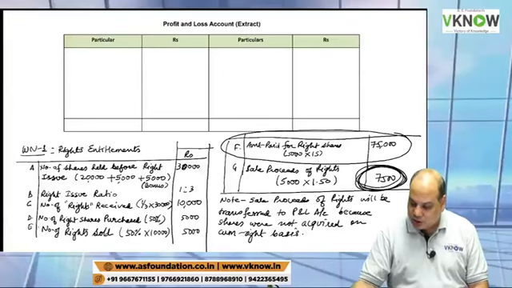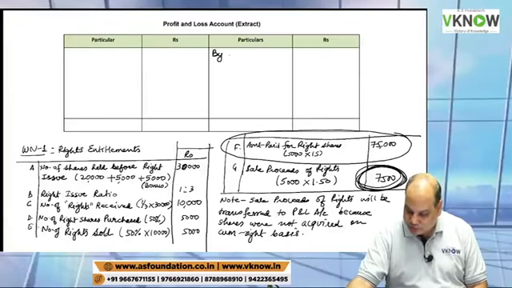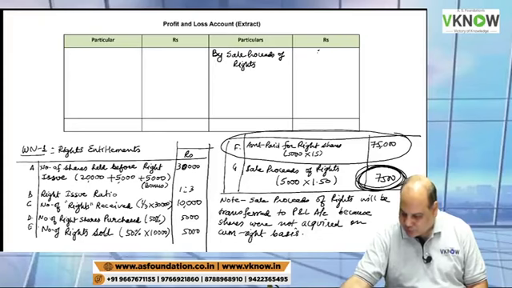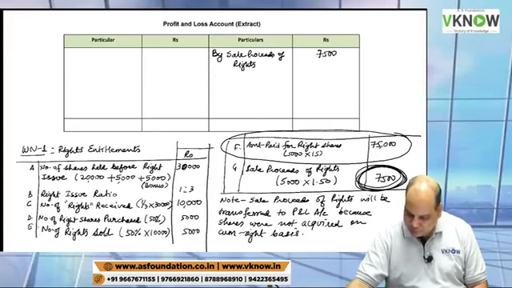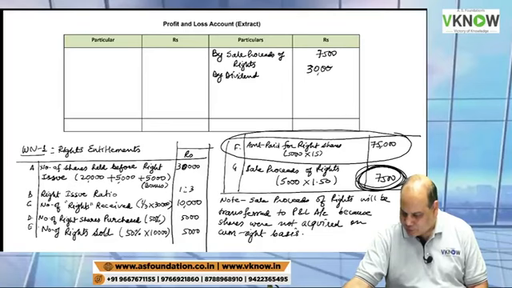So this is my P&L account. You will write on the credit side, by sale proceeds of rights. Sale proceed of right will go to P&L account. By dividend out of post acquisition profit, 30,000 post dividend will go to P&L account.